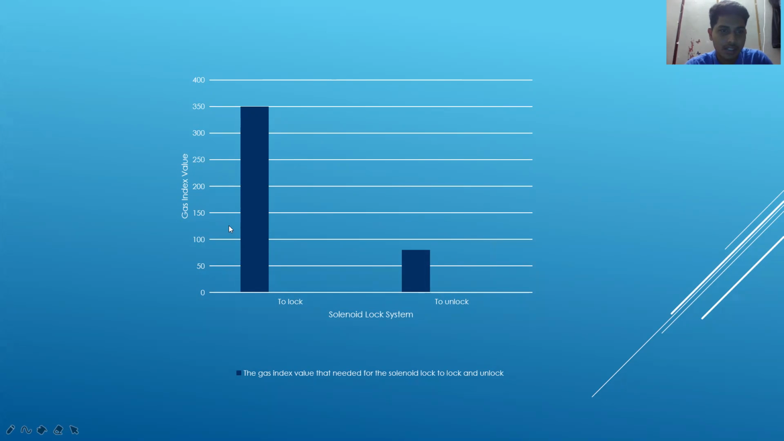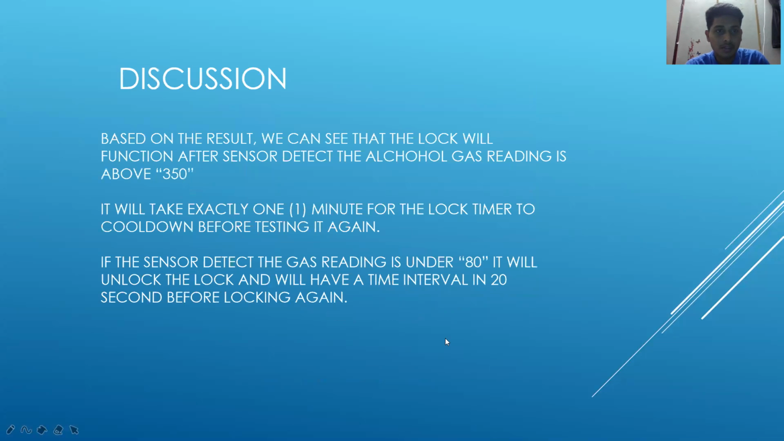This is the gas index value versus the solenoid lock system. As we can see, to lock, the bar increased to 350, and to unlock, the bar increased to 75.